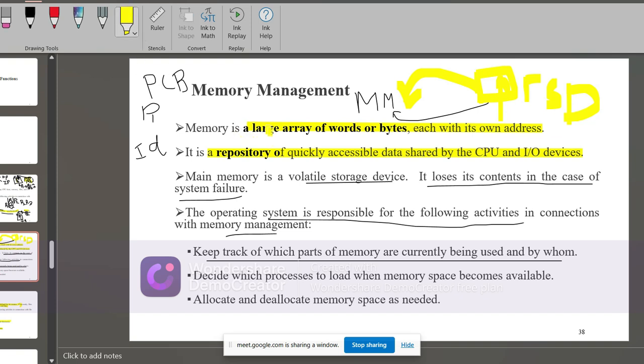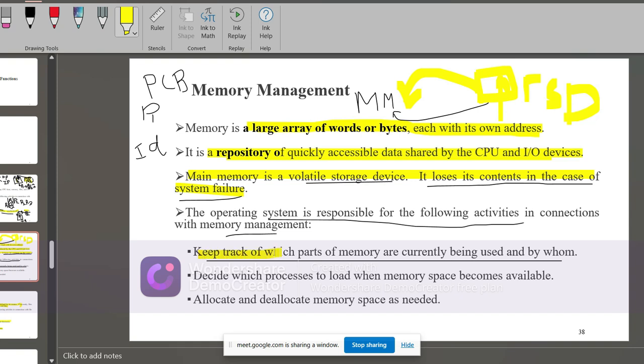We can say that memory is a large array of words or bytes, each with its own address. Every process or every array has its own address. It is a repository of quickly accessible data shared by the CPU or IO devices. The main memory is volatile and it loses its content in case of system failure, because the main memory or RAM is small in size and volatile.